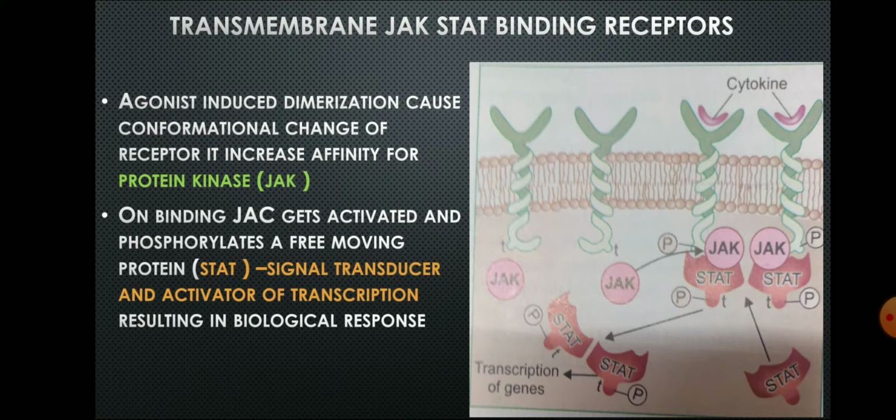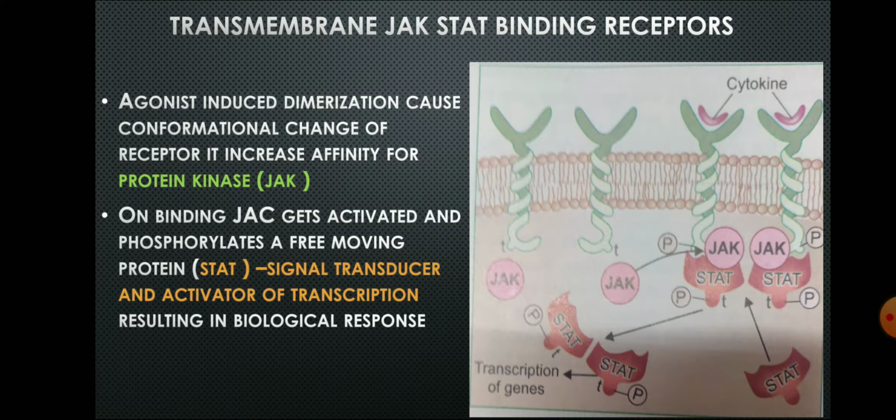Now the fourth one, transmembrane JAK-STAT binding receptors. Now what are they? The agonist induced dimerization. What happens with these receptors? Agonist induced dimerization causes conformational change of receptor which increases affinity for protein kinase. Okay, so here when the agonist binds, what it does to the receptor, it induces dimerization.